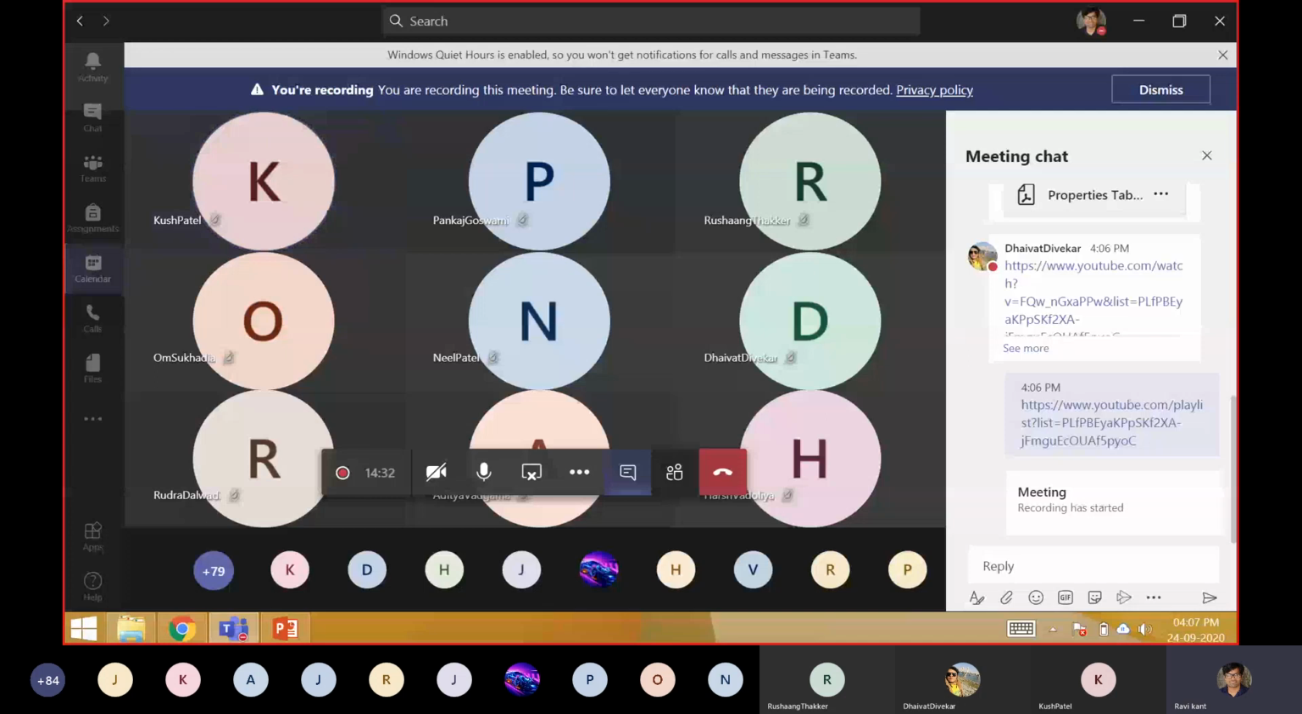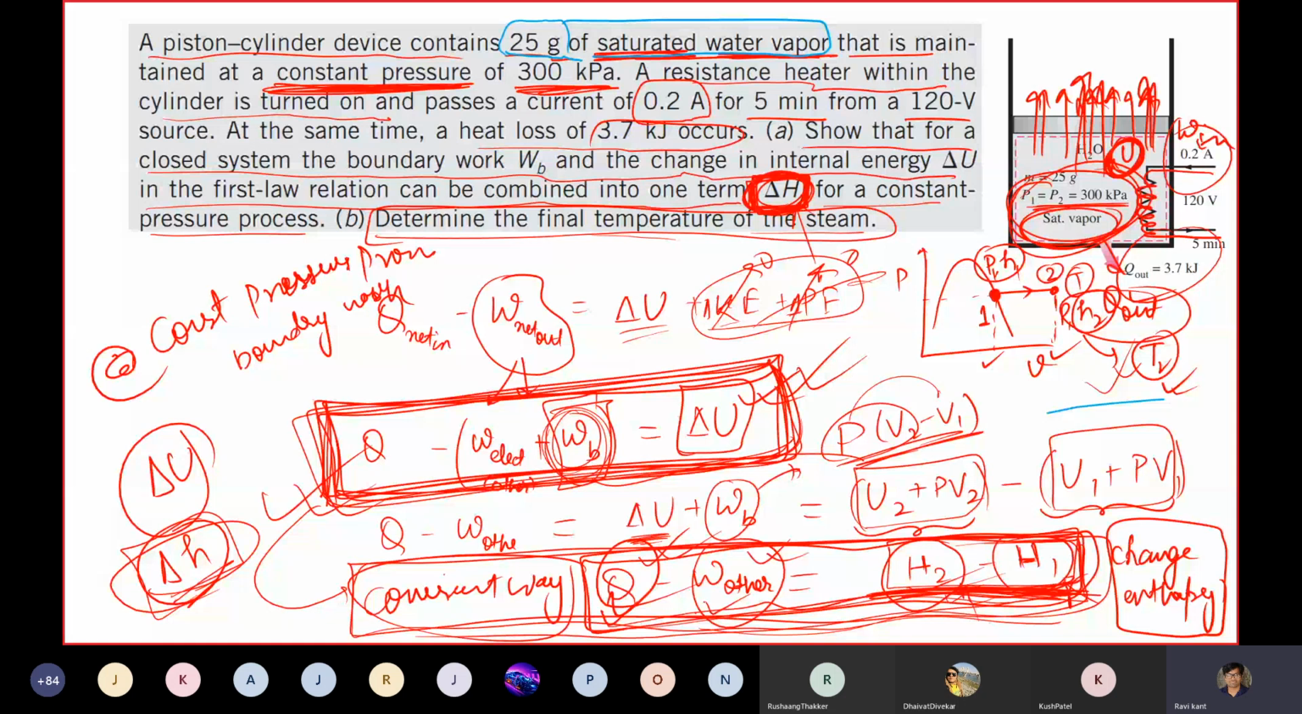And this piston cylinder arrangement is being heated, the energy is being transferred through electrical energy by 0.2 ampere current for 5 minutes with 120 volts, and heat loss is also there. And we have already shown that your enthalpy can be written as a sum of internal energy and your flow work, that is PV. And now we need to determine the final temperature of the steam.